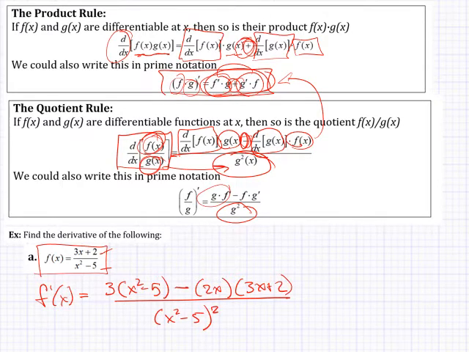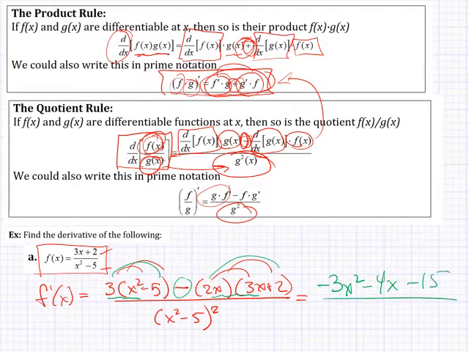Now, that's not the way you would write your answer. We would then want to simplify this, so we distribute this out here and here, collect like terms. And so what we end up with here is there's a 3x squared. This will give me 6x squared minus, because this negative has to go in. So what do we end up with? Negative 3x squared. Then we're going to have a minus 4x. And this one here will give me a minus 15, all over x squared minus 5 squared.